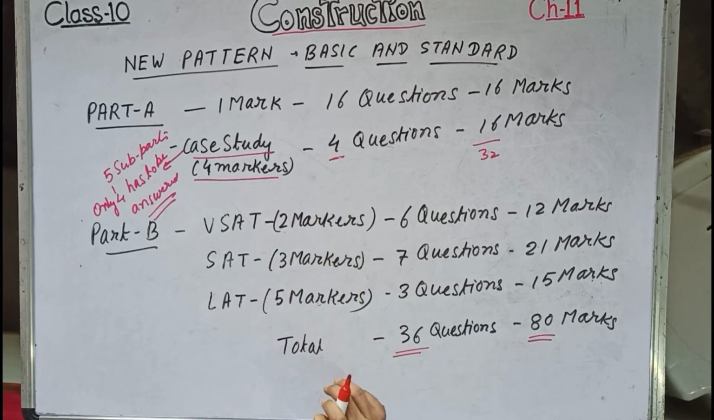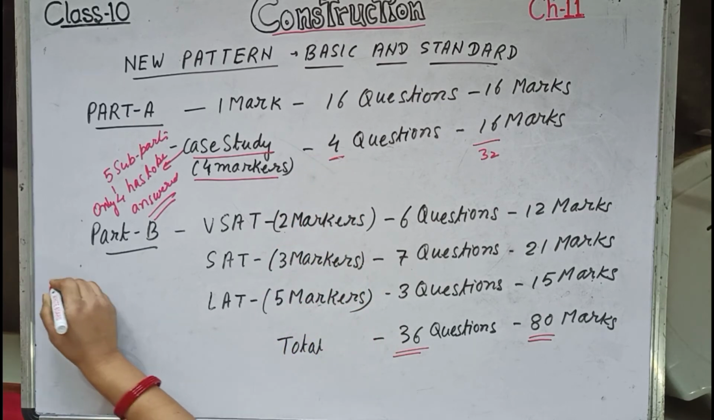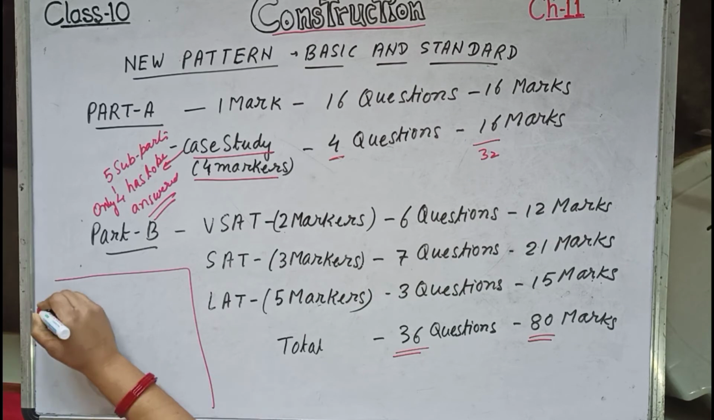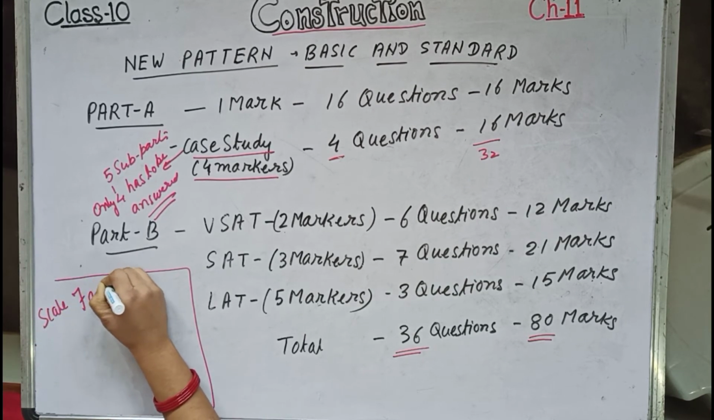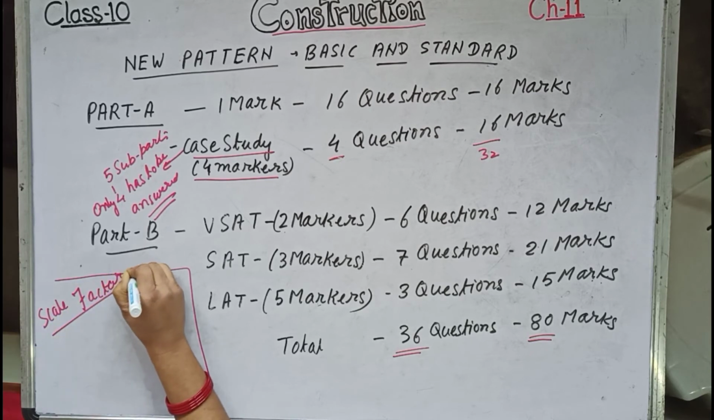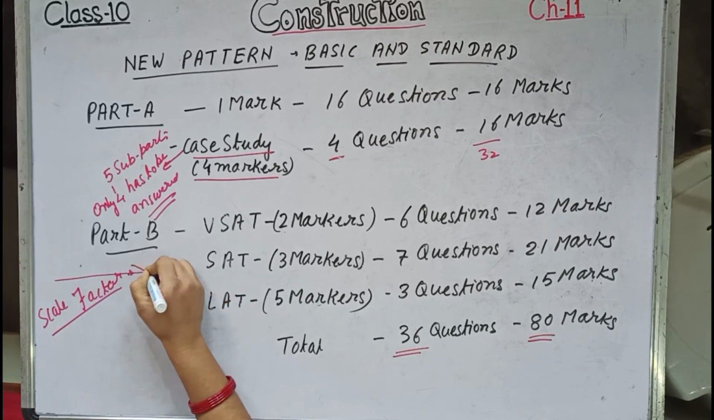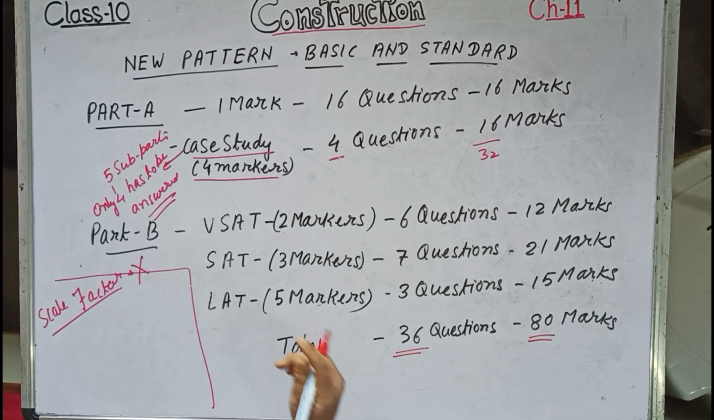Now since I am going to start the construction chapter, children, this time in construction, the construction of a triangle based on the scale factor has been deleted. So if we talk of NCERT, where is the NCERT book?